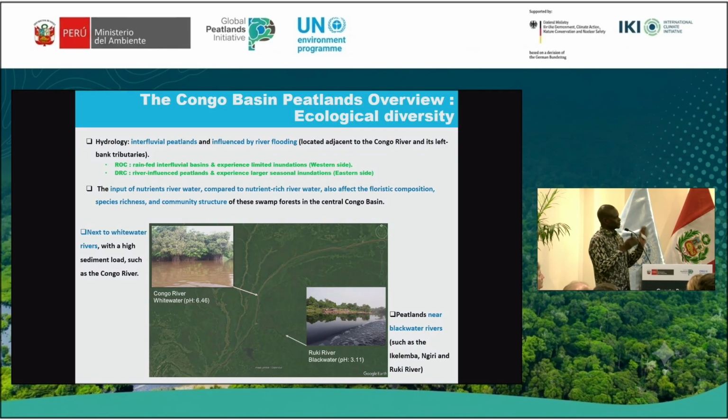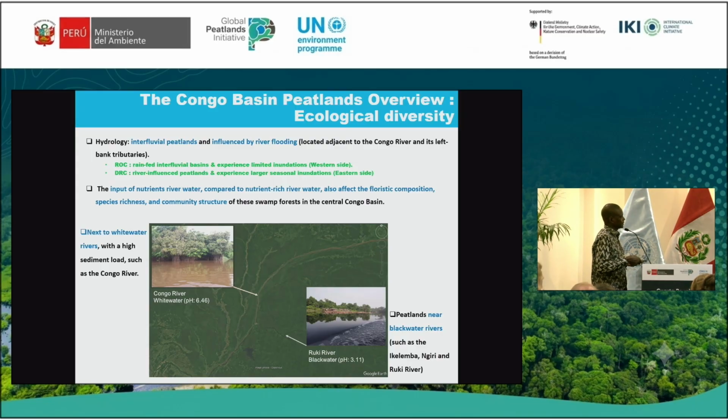And it's also shaped by the hydrology. As I said the first day, we have interfluvial peatlands, and they are also influenced by river flooding. In both countries, specifically in the Republic of Congo, we have rain-fed interfluvial peatlands, and the DRC has more river-influenced peatland, mainly fed by the Congo River. And within the two systems, there is an important input of nutrient-rich river water, and that is also shaping the floristic composition, species richness, and community structure of the forest in that area.